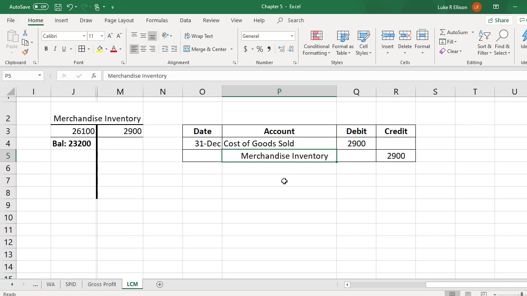Okay, so that completes our journal entry to adjust our inventory from the $26,100 original cost down to the lower of cost or market balance of $23,200.